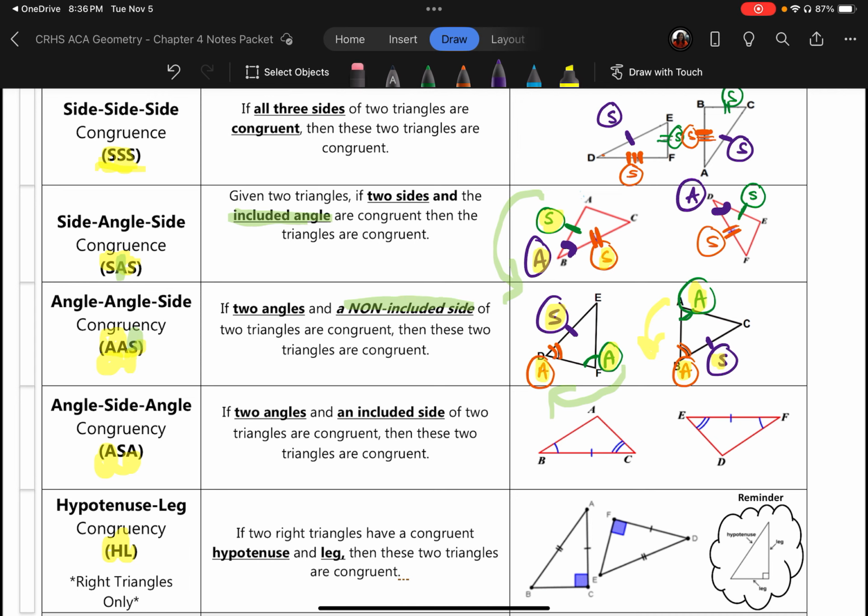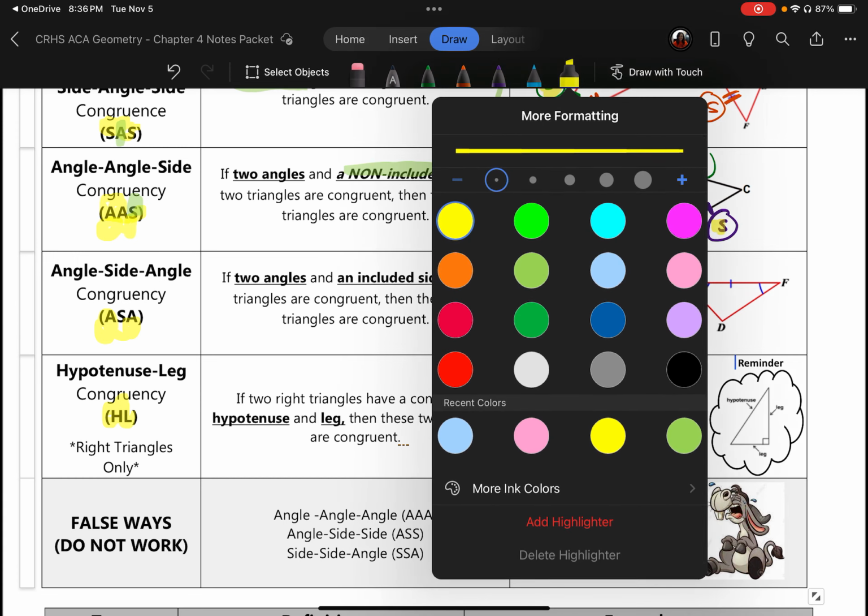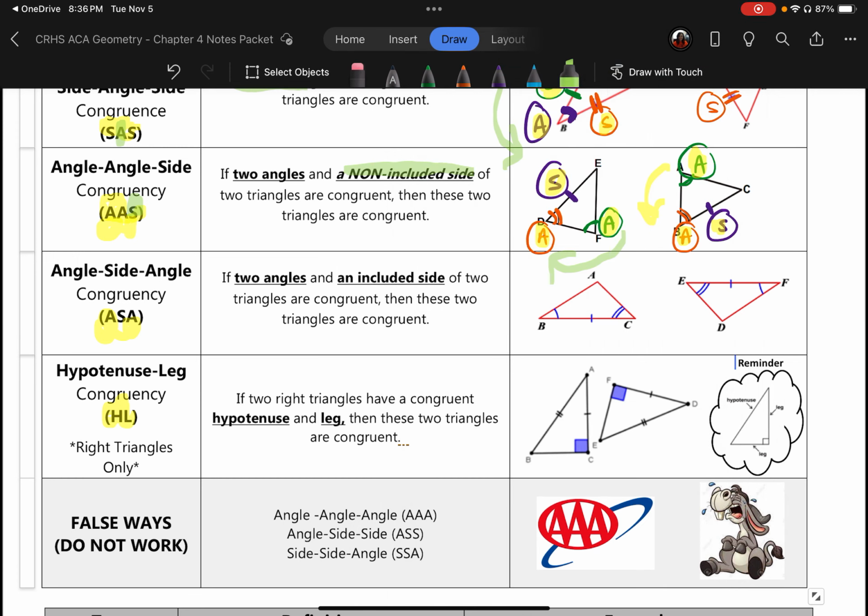The next one we're going to take a look at is known as angle side angle. What you'll notice about this one is that angle side angle actually has the side in the middle. Angle side angle happens whenever we have two angles and an included side of two triangles that are congruent. Remember, included just means in between or in the middle. So as I look at this and we start labeling it, let's start here with angle B. Angle B is congruent to angle F. So these two angles in green are congruent.